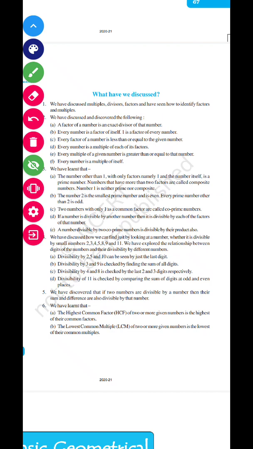Next, look at the B. The number 2 is the smallest prime number and that is the only even prime number. Every prime number other than 2 is odd. So except 2, other prime numbers are odd numbers.